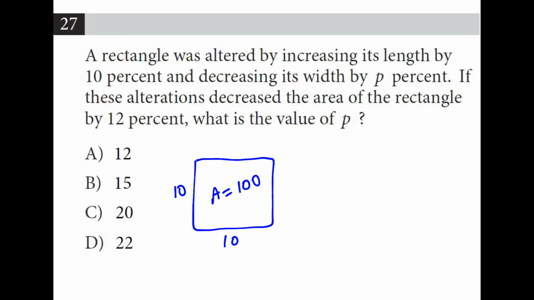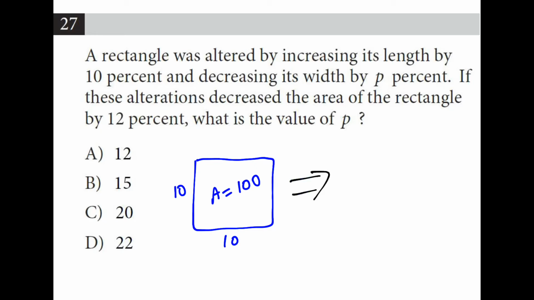There's a variety of ways I could solve 27. I see a rectangle problem with percents, so I'm going to create a type of rectangle, a square, that has a length and width of both 10, since they didn't give me values. I'm going to pick some easy to use ones. And the area then would be 100.